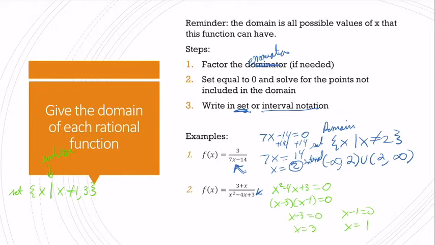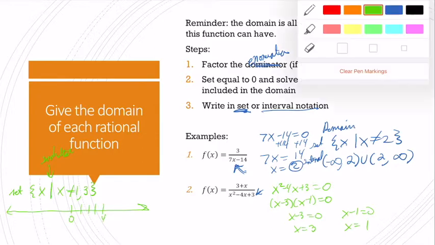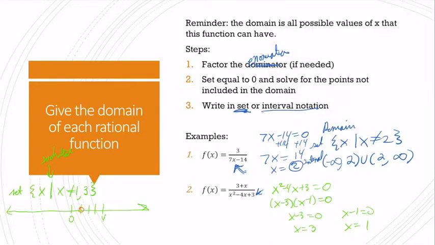In interval notation, it's important to think of a number line. Remember that the two values I'm skipping over are 1 and 3 because those can't be included in my domain. So how can I write this graph in orange as an interval? Well, it goes from negative infinity to 1, and then it skips over 1, and it goes from 1 to 3, and then it skips over 3, and it goes from 3 to positive infinity. So that's how I'd write this in interval notation.